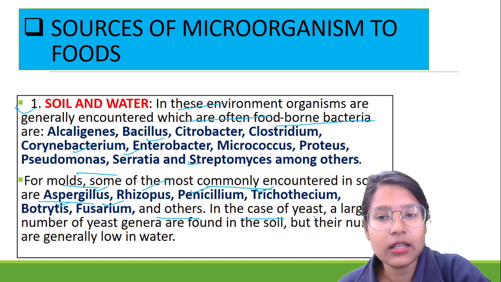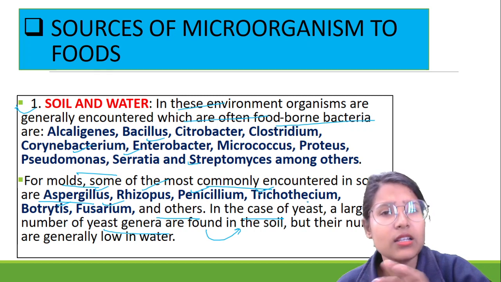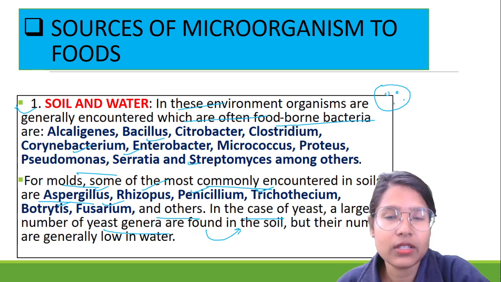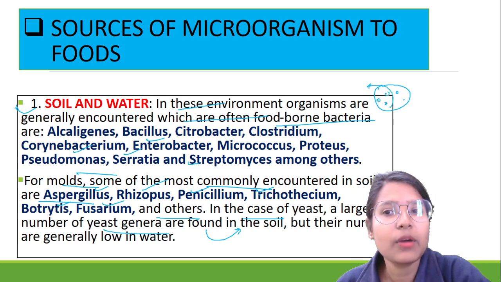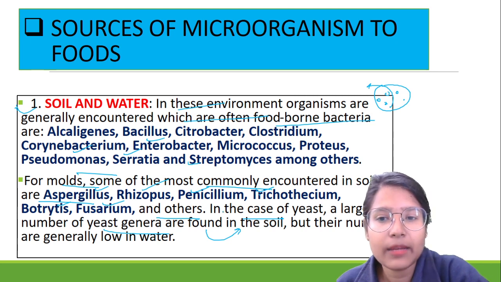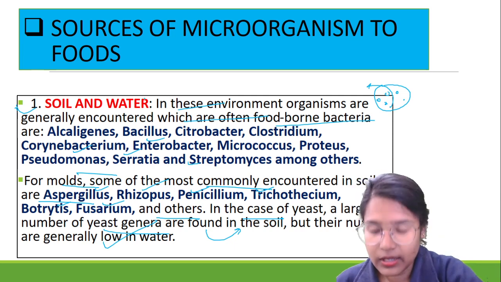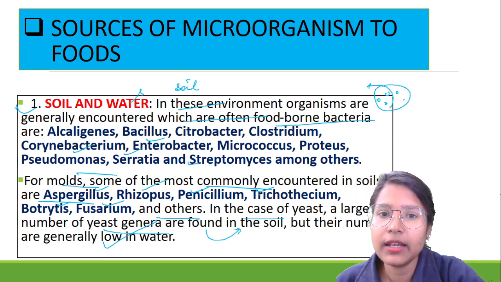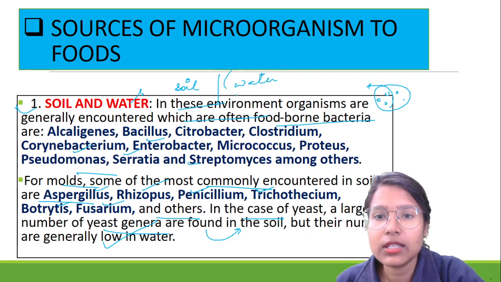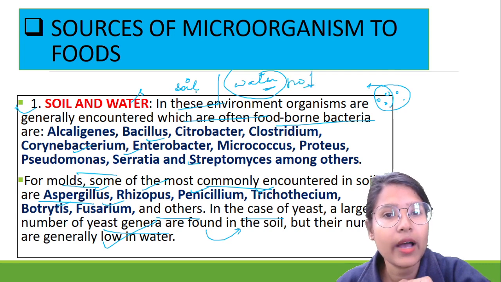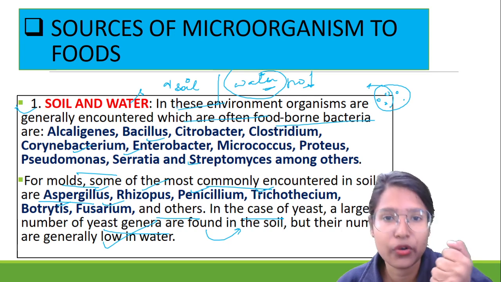In these cases, a large number of yeast genera are found in the soil. In any particular soil, you will see a large number of yeasts, but their numbers are generally low in water. If we compare soil and water, the number of yeasts is generally lower in water, and higher in soil.